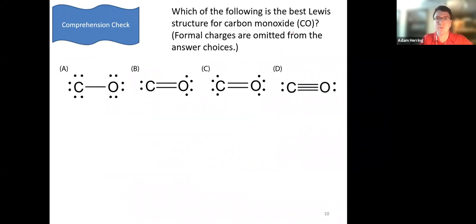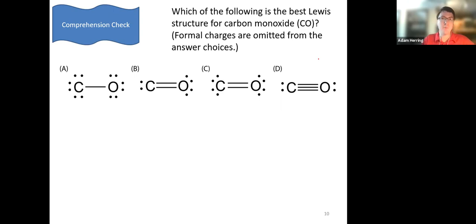Here's one more question. Go ahead and try this one on your own, and then come back and I will help you to figure it out. Welcome back. So we want to know which of the following structures is best for carbon monoxide? And I've omitted the formal charges in the answer choices.